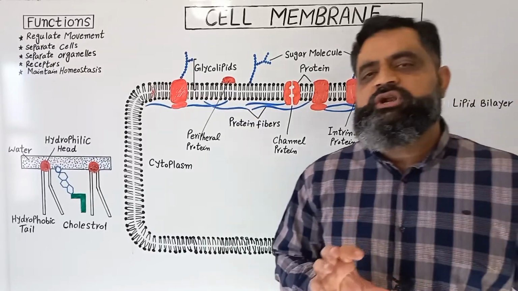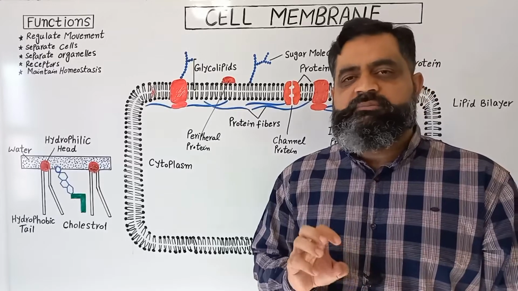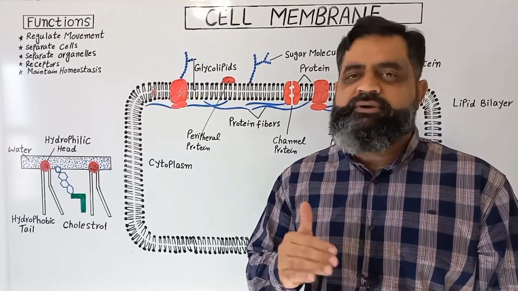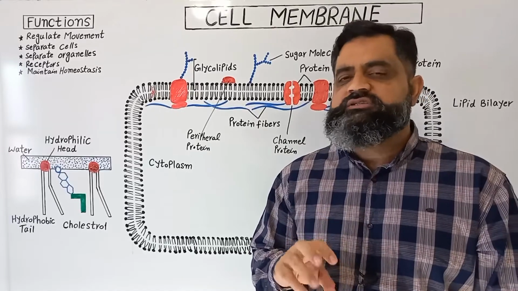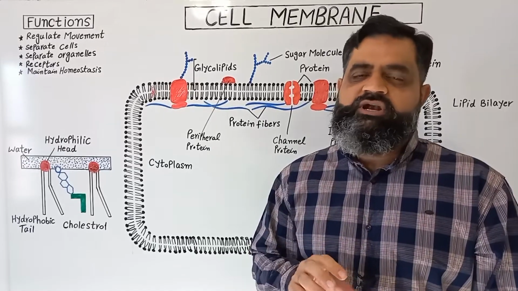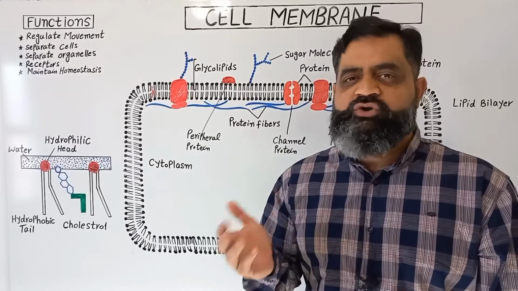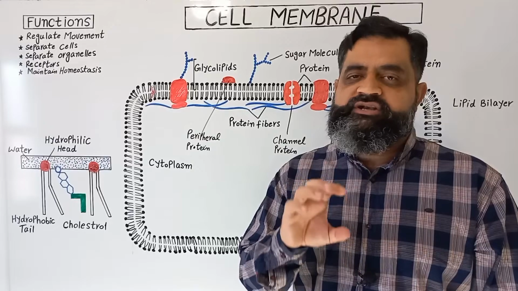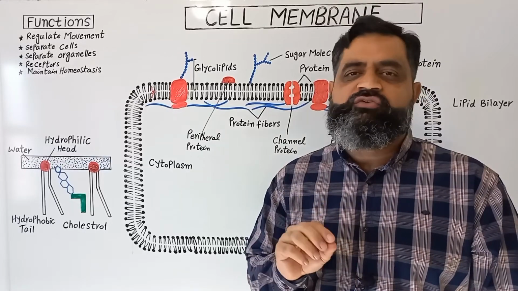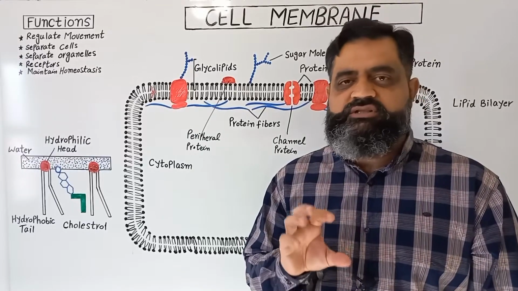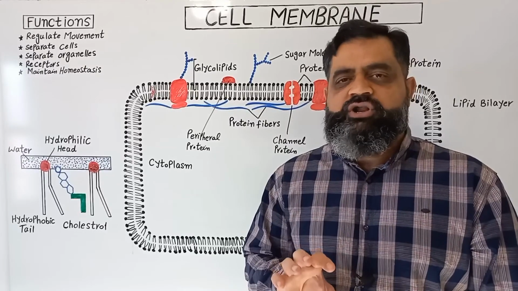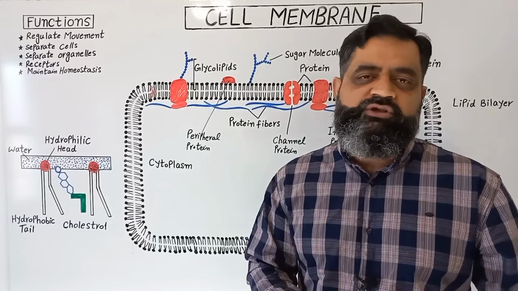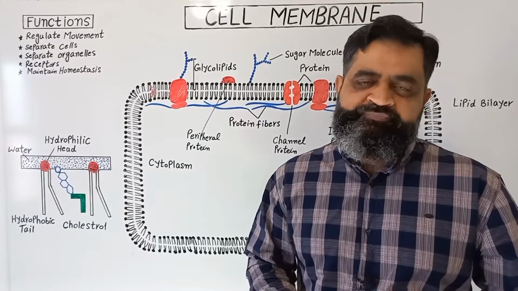There are three major components of the cell membrane. Number one, lipids, which are in the form of phospholipids and present in a double layer known as lipid bilayer. The second components are protein molecules. There are different types of protein molecules which we are going to discuss in this lecture, and there are carbohydrate sugar molecules, and some amount of cholesterol is also present in the cell membrane. So first of all, I am going to discuss the outermost boundary, which is made up of phospholipid molecules, known as lipid bilayer.